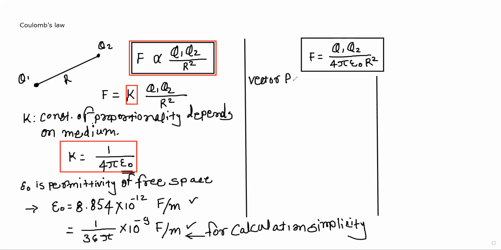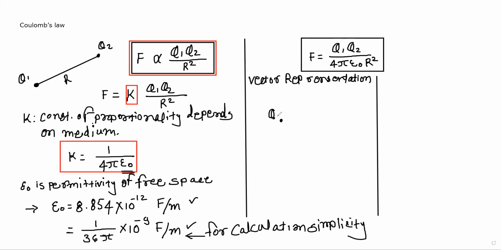Vector representation. What do you mean by vector representation? Because in the earlier equation, we have seen it's a magnitude. Now we are interested in a direction, right? So to understand the direction, I will once again draw those two charges.